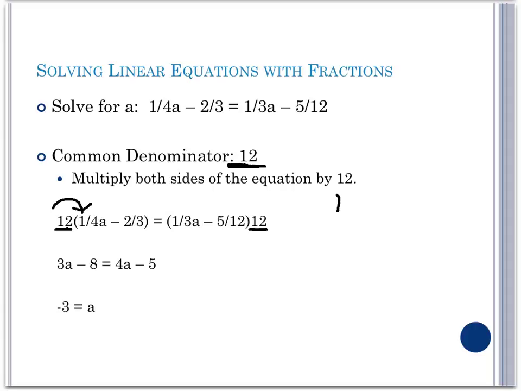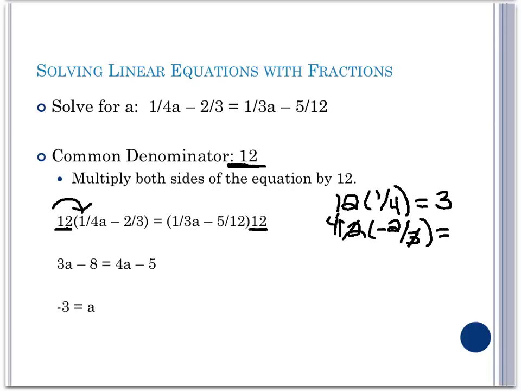We see that 12 times 1/4 is the same as 12 over 4, which is 3. And then we have 12 times a negative 2/3. Simplifying that, we know 3 goes into 12 4 times, and 4 times 2 is equal to a negative 8. Distributing our 12 on the right-hand side gives us 12 times 1/3 a, which is equal to 4, so we have 4a. And 12 times a negative 5/12 is a negative 5.